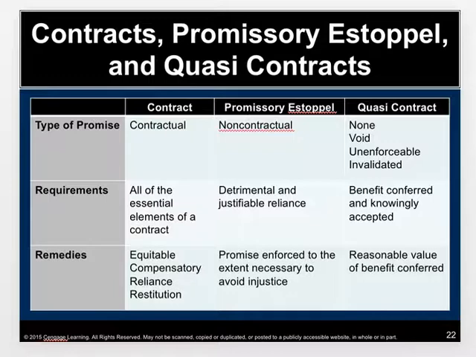And remember, promissory estoppel is based on the notion of unjust enrichment. Same thing with quasi-contracts, also founded on the notion of unjust enrichment, which means if you received a benefit, we will not allow you to retain that benefit without paying for it just because there wasn't a quote-unquote valid contract.